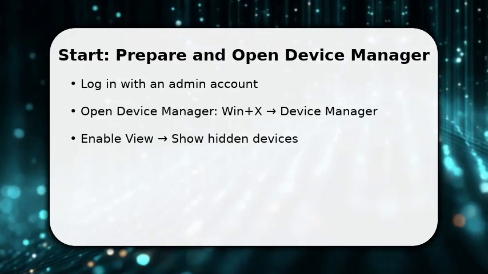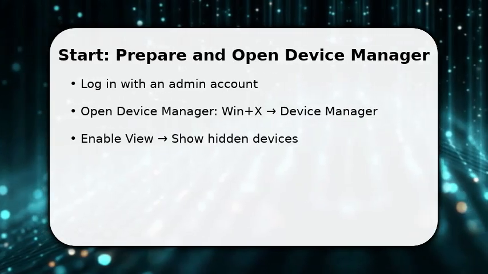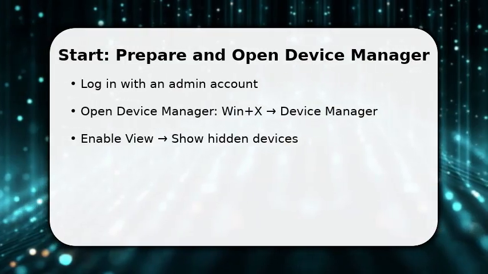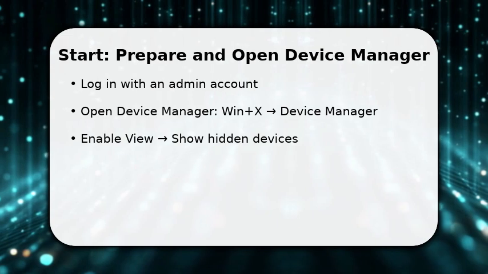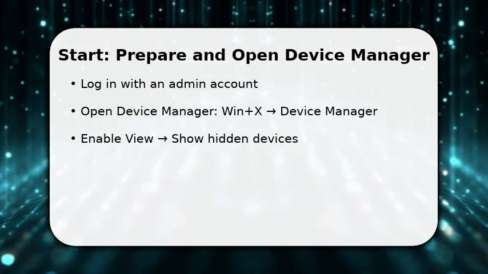Now locate the device category you need, typically network adapters, universal serial bus controllers, or system devices, and expand it. Once done, right-click the target device to access properties as the first actionable step toward revealing the Power Management tab.